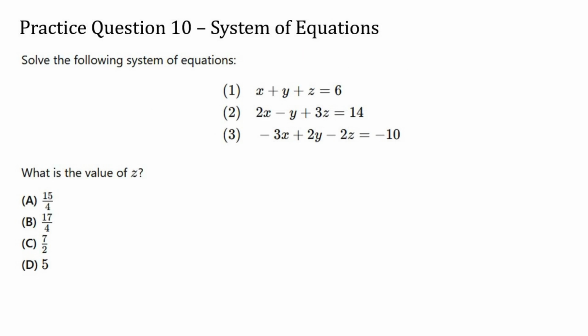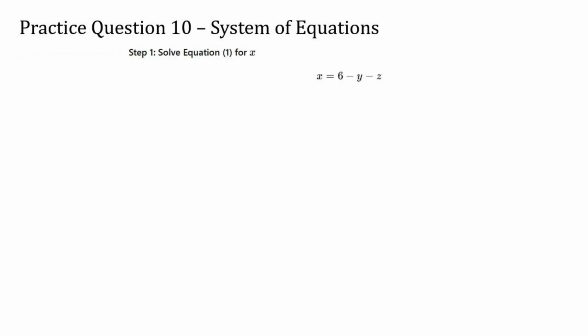Practice question 10. Solve the following system of equations. What is the value of z? We start by isolating x in the first equation. This is a common technique to simplify a system, solving one equation for one variable and then substituting that into the others. So we take equation 1, solve it for x, and express x in terms of y and z.